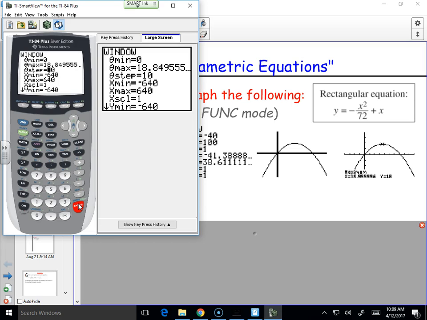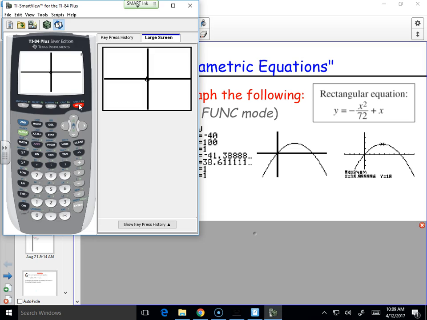This will only get 1 jump in between 0 to 18. I want lots of jumps. So this is when a step of point 1 makes sense. I want lots of jumps between 0 and 18, point 1. Let's see if it looks the same as the degree one when it was being graphed properly.